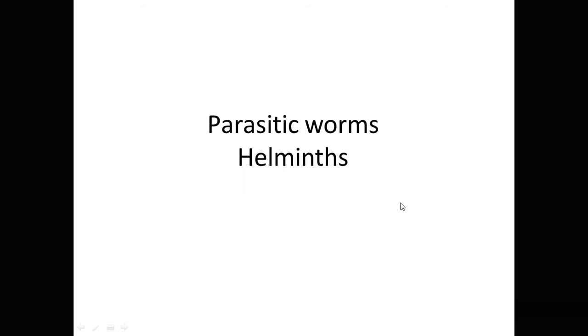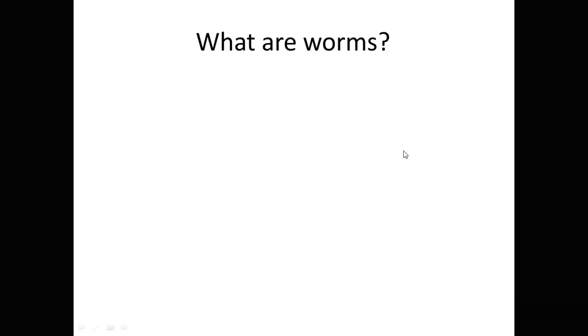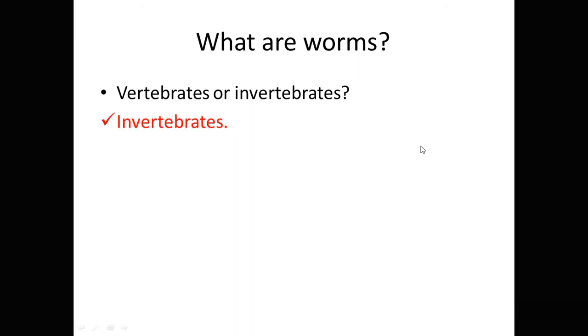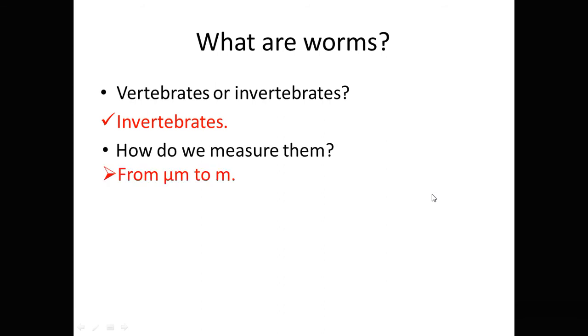Okay, so we have finished the parasitic protozoans. Let's move to the parasitic worms or helminths. They are quite scary for many students. When I start the lecture, I ask the students some very simple questions. Are the worms vertebrates or invertebrates? Of course they are invertebrates, and they have different sizes. How do we measure them?